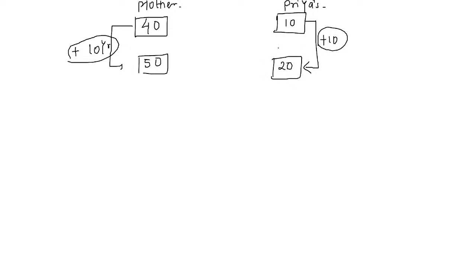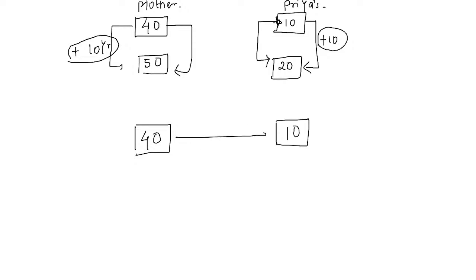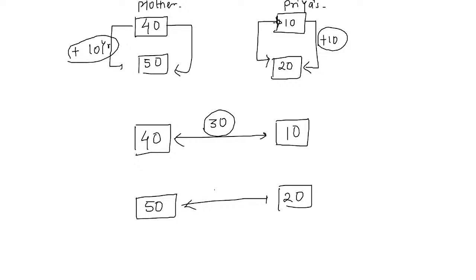It won't be that Priya's age was 10 years and will still remain 10 years. No, it is also going to increase after 10 years. Mother's age got increased by 10. Priya's age got increased by 10. Similarly, initially her mother's age was 40 and Priya's age was 10. What was the difference between their ages, students? Difference between their ages is 30. Okay. Later on, after 10 years also, when Priya's mother's age is 50 and Priya's age is 20, still the difference is going to remain the same.